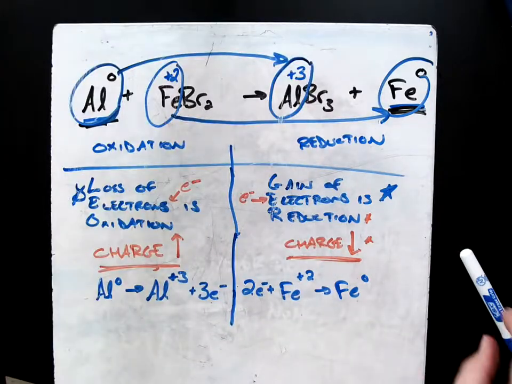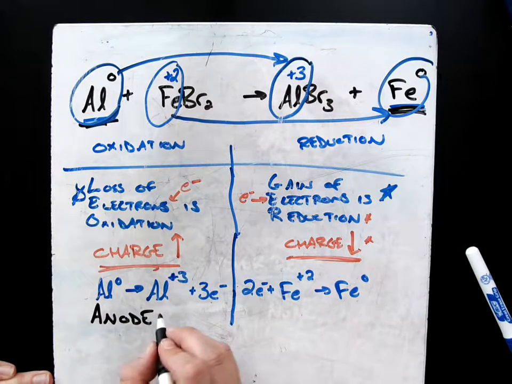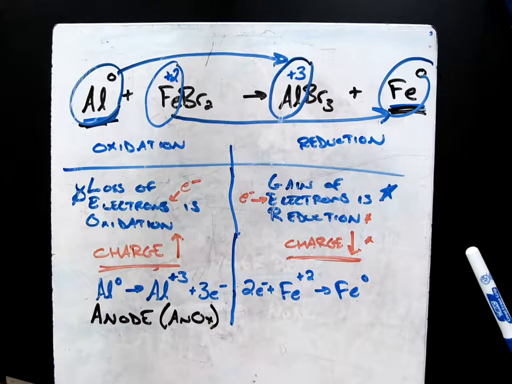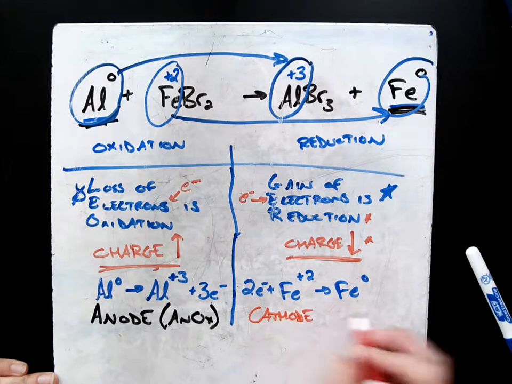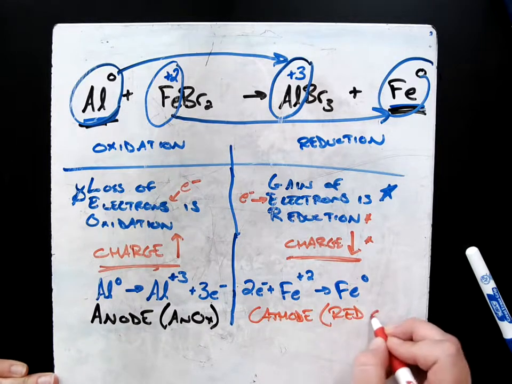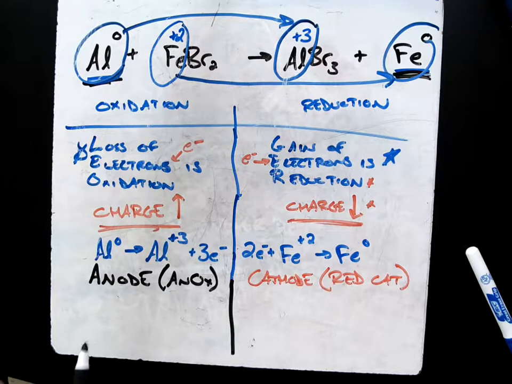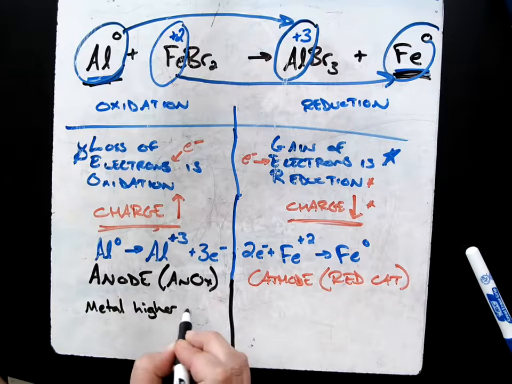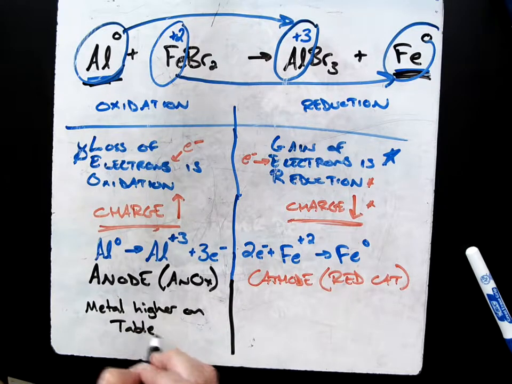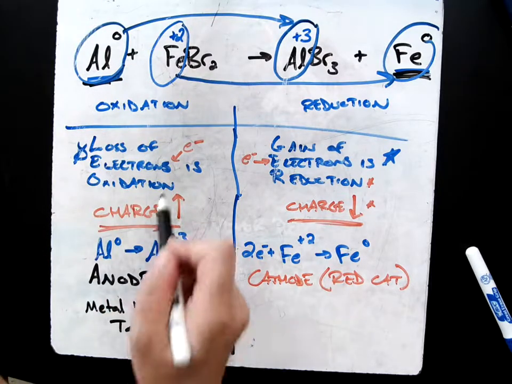We just added two facts. We added the anode is where oxidation happens, An-ox, and the cathode is where reduction happens because we picture a red cat, a little devil red cat. And then, if it's a voltaic cell, finally, whatever metal is higher on the activity series, on table J, all of this will be true for it. It will be oxidized, it will be the anode.